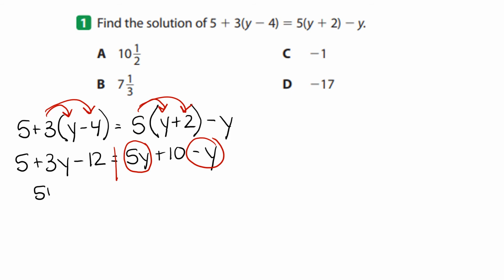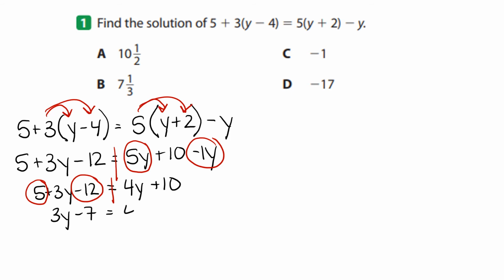Everything else that we did not use stays the same. So the 5 plus the 3y minus the 12. The 5y minus 1y can give us 4y. Another pair of like terms we can combine are the 5 and the minus 12. 5 minus 12 would give us a negative 7.